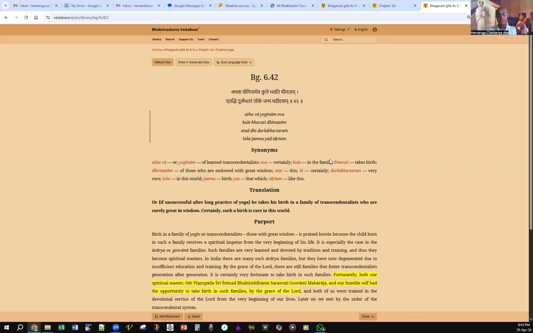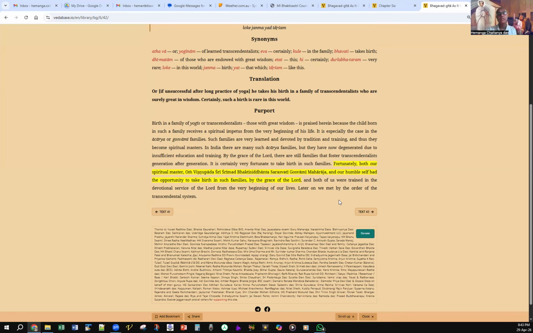Now, I gave the example of Jada Bharata. Prabhupada also gives his own example and his Guru Maharaj's example. Look at this: "Fortunately, both our spiritual master, Om Vishnupad Sri Srimad Bhakti Siddhanta Saraswati Goswami Maharaj, and our humble self, Srila Prabhupada, had the opportunity to take birth in such families by the grace of the Lord." Look at this, Prabhupada writing very humbly. Prabhupada took birth in a family where his father was very spiritually advanced, and his mother was spiritually advanced. Bhakti Siddhanta Maharaj took birth in the family of Bhaktivinoda Thakur, who is no other than the seventh Goswami. So Bhaktivinoda Thakur is so spiritually advanced. Getting birth in those families is very, very difficult.